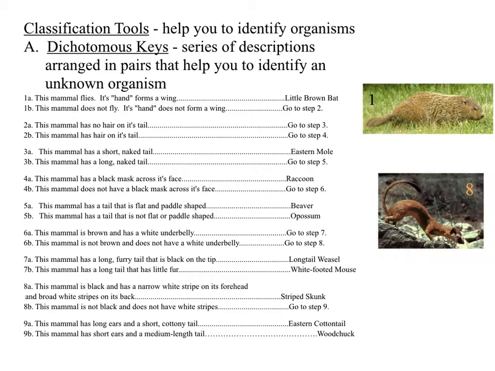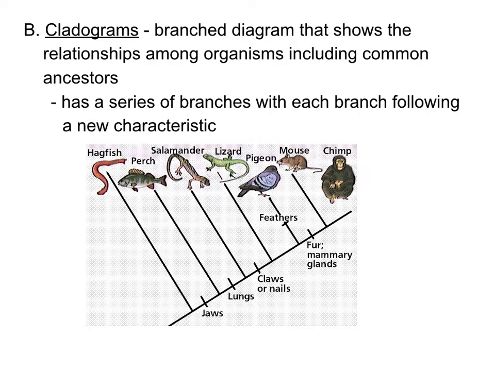Okay, the second type of classification tool that we talk about is a cladogram. A cladogram is a branched diagram that's going to show the relationships among organisms, including their common ancestors. So there's a series of branches, and each branch follows a new characteristic. So these all would have a common ancestor, all of these things along this line.